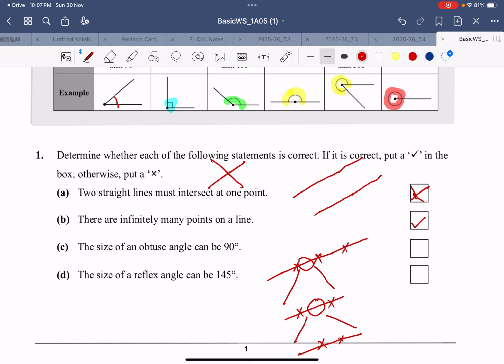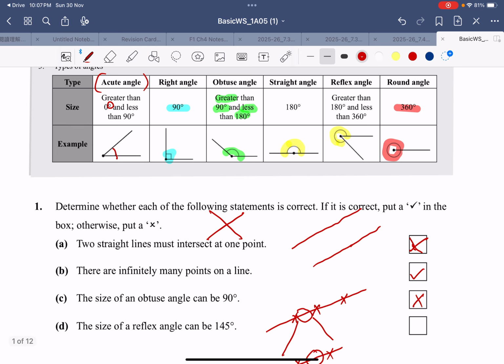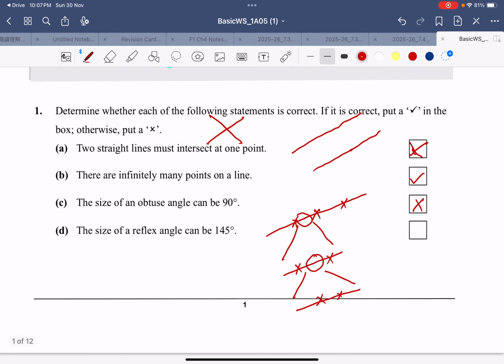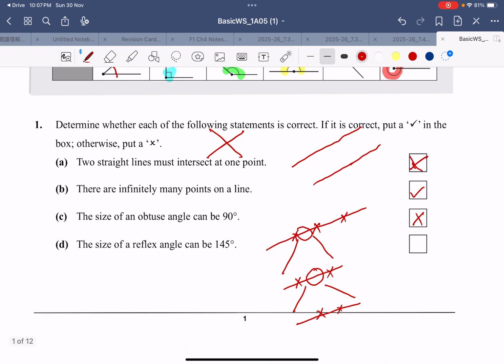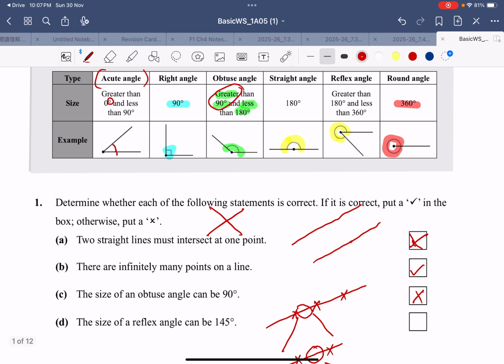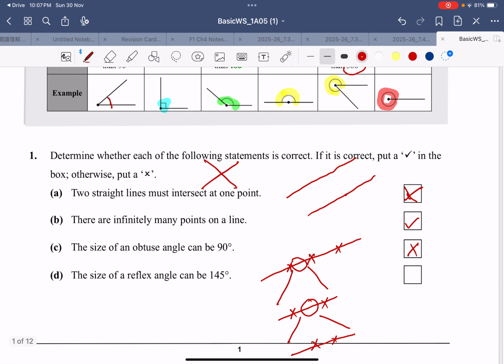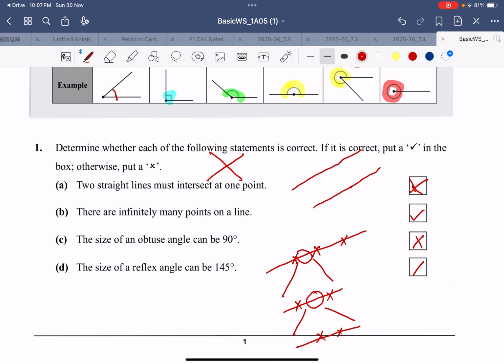The size of an obtuse angle can be 90. No, by definition, obtuse angle should be greater than 90. The size of a reflex angle can be 145 degrees. So what is a reflex angle? Greater than 180, less than 360. So no.